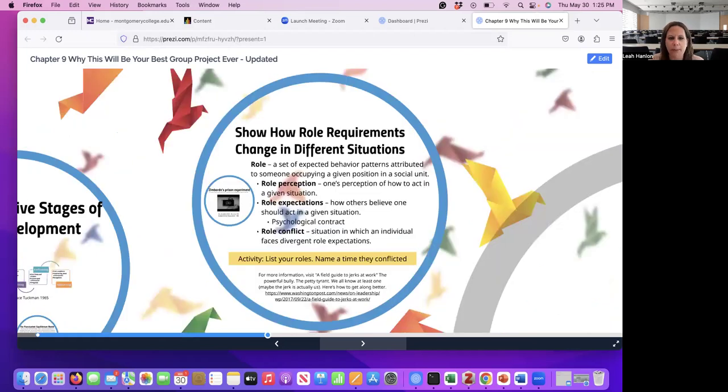What are some defining properties that are important in groups? These would be roles, norms, status, size, cohesiveness, and diversity.